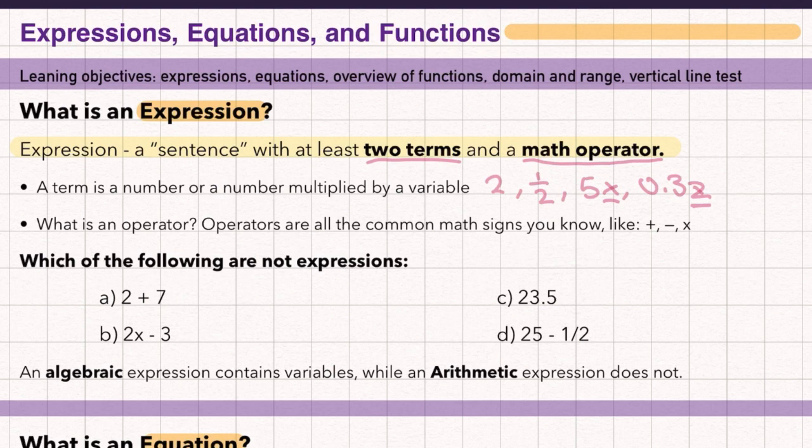Now take a look at these four here. Which of these is not an expression? The answer would be C, because it does not have a math operator. An expression requires two components, the terms and the operator. Without any of these, it is not an expression. Under the umbrella of expressions, there are algebraic expressions, which contain variables, and arithmetic expressions that do not have variables.